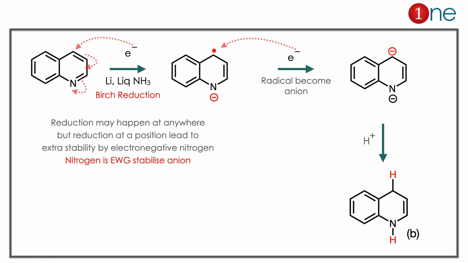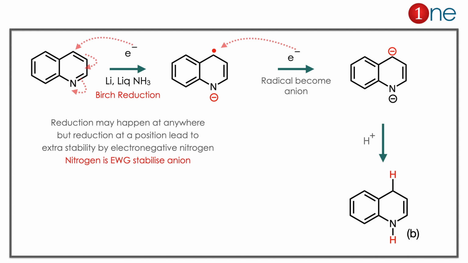First let us see step by step. First, electron donation occurs from the liquid ammonia. Electron is donated, radical anion is formed. This anion is stabilized by nitrogen. Nitrogen is the electron withdrawing group, it stabilizes the anion. Then again the second electron, you have anion formation. Then you have the H plus addition, and you have final product B there.